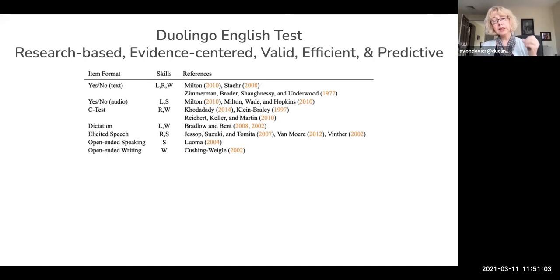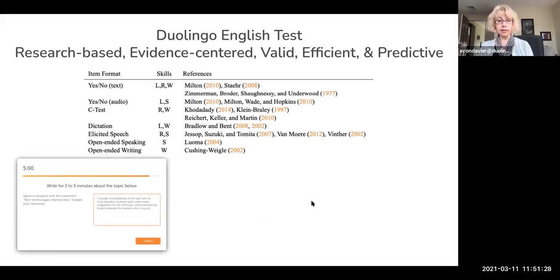test. It is evidence-centered, meaning that we nowadays spend quite a lot of time making sure that the type of evidence we collect from these item types is strictly aligned with the theoretical framework and with the claims that we want to make. And we have evidence that the test is valid and efficient, and it's also predictive for the goals that the test has.